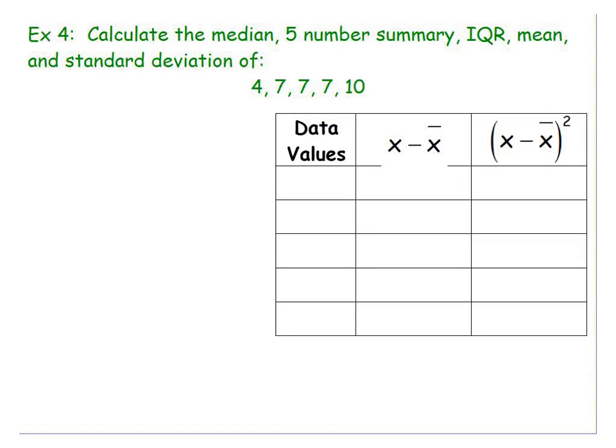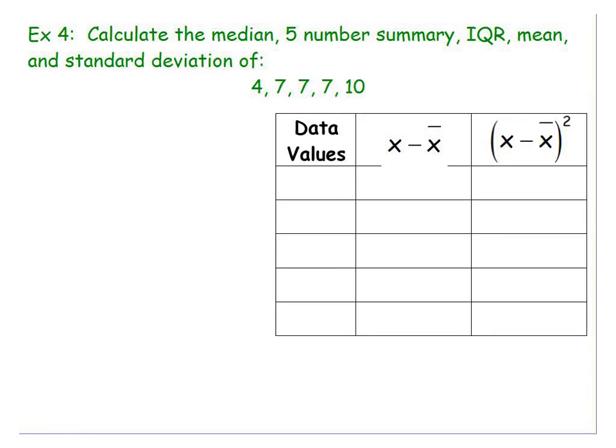So for each of these examples, we're going to start by calculating the median and the 5-number summary and the IQR, just to practice finding those things by hand. Then we're going to have to find the mean, because we need the mean, and then we're going to calculate the standard deviation using a very easy-to-use table. So let's start with the 5-number summary and the median.